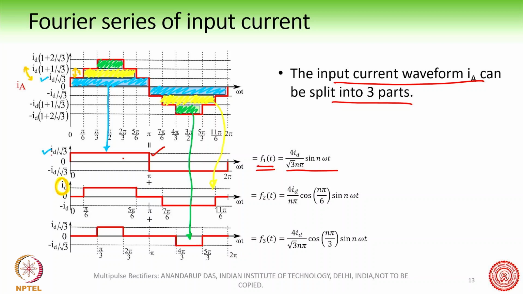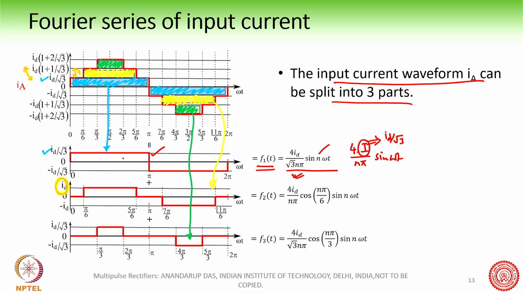So this is the amplitude. Basically 4 into I by n pi and sine n omega t. In this case, this I is equal to Id by root 3, and that is how we got this expression here. Okay, so this square wave has all the odd harmonics. 4Id by root 3 n pi sine n omega t, right?